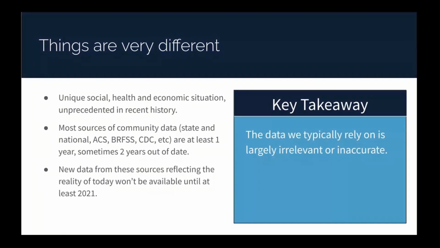So then the question, we'll talk about a number of different options here, is what do you do instead? But key thing is everybody's going to be trying to figure this out. What do we do when we can't rely on ACS or the CDC measures or some of the health outcomes data?